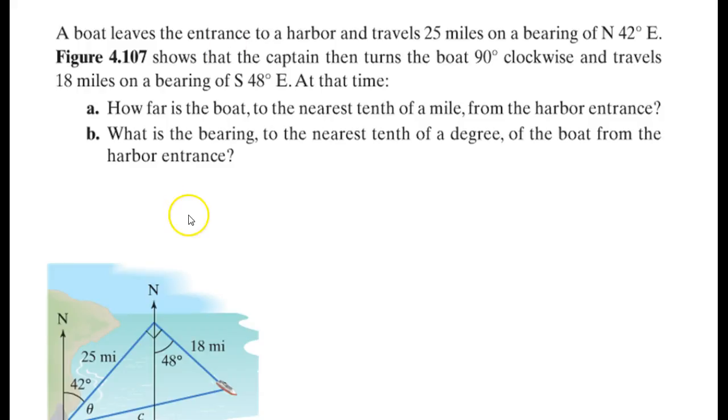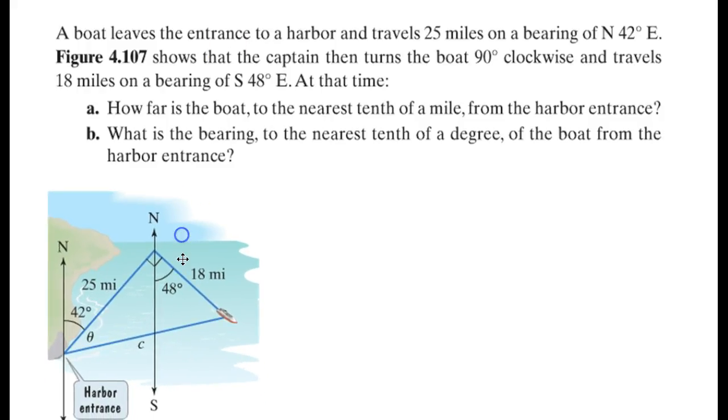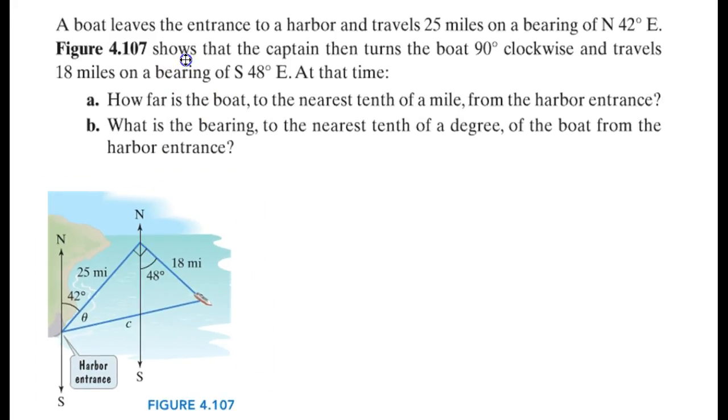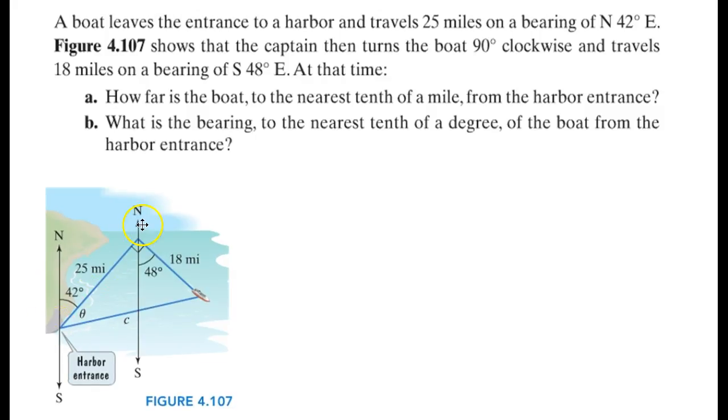Alright, so let's look at an application that deals with right triangles here. So this boat is leaving the entrance to the harbor. So here's our harbor. And it's traveling 25 miles, right, on this bearing of north 42 degrees east. Alright, so there's our picture. The captain then turns the boat 90 degrees from there and travels 18 miles on a bearing 48 degrees east to south, or south 48 degrees east. All right, and it goes that way.